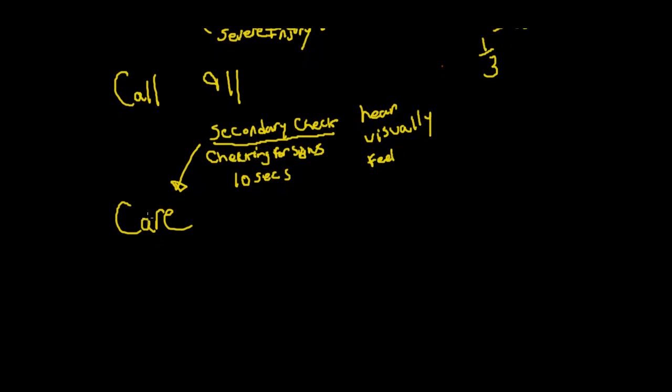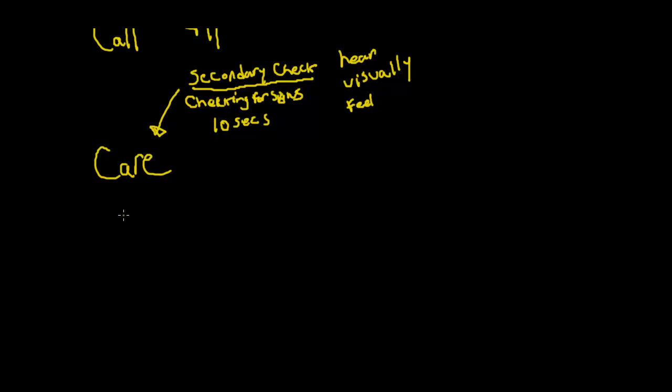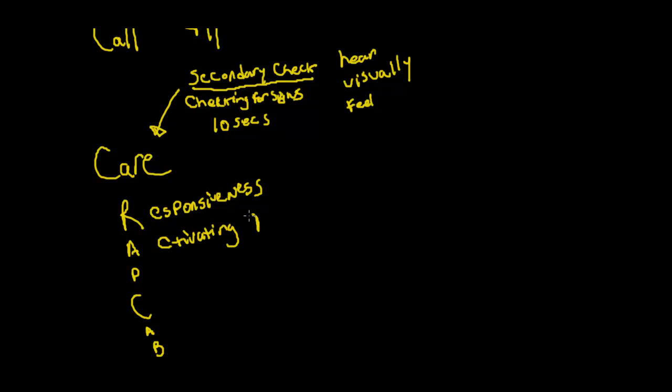Now let's go down and talk a little bit about the acronyms that your book uses. They use RAP and CAB. I just want to show you how this all fits in. You're checking for responsiveness, which is the same thing we did when we did our first check, so that would be the first C. Then you're activating 911. That's the same thing we did when we called. So check, call. Then we're going to position them.